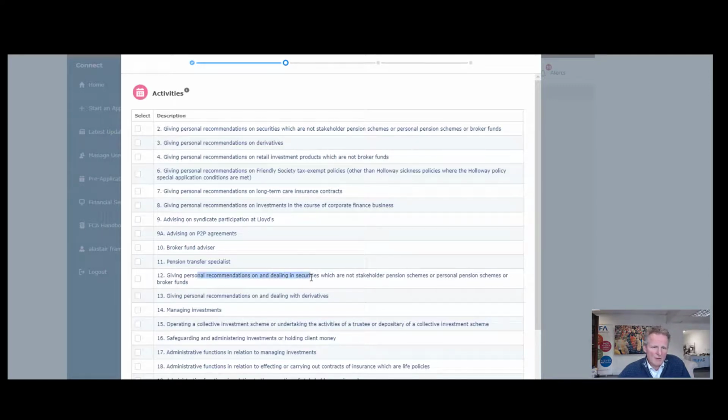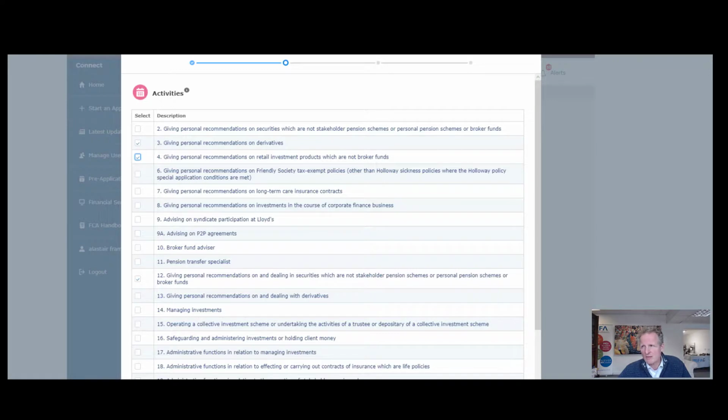So most IFAs would go to giving personal recommendations and dealing in securities. Now securities, in my book, that would include ETFs. So I think you need to tick that. Certainly involve single shares, and you need to be able to advise on single shares. You also need to potentially advise on derivatives. If you're running a Model B arrangement with a fund manager, where the fund manager treats you as the client, the agent as client, Model B under the PFS arrangement, then you almost certainly need to tick that.